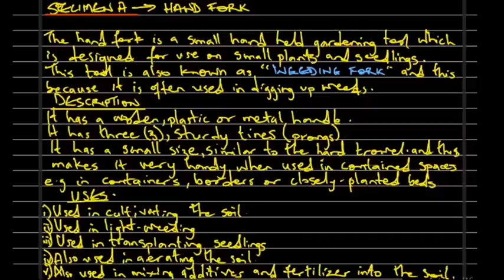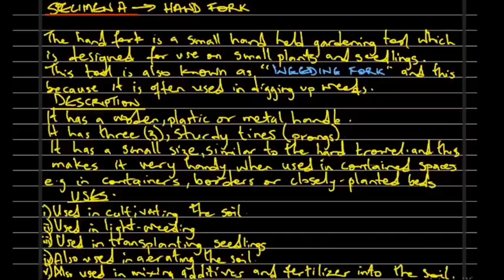I said that it is used in cultivating the soil. It is also used for light weeding. It is also used in transplanting seedlings from the nursery to the actual beds. Also, it is used in aerating the soil. We use it to make the soil very aerated, and it is also used in mixing additives or fertilizers into the soil. So these are the things that we need to know about the hand fork.